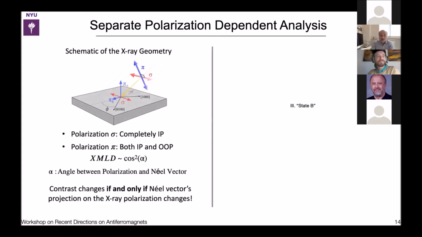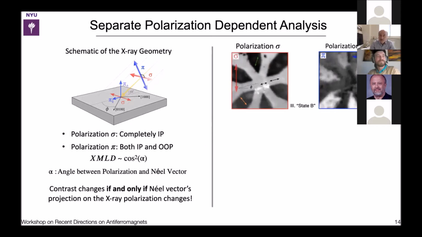So we can get more information by looking at the individual polarizations. That is, we can try to see in which direction the Néel vector is actually switching. We can probe in-plane directions with sigma and out-of-plane components with pi. And so the contrast changes if and only if the Néel vector projection on the X-ray polarization changes. So this shows state B.